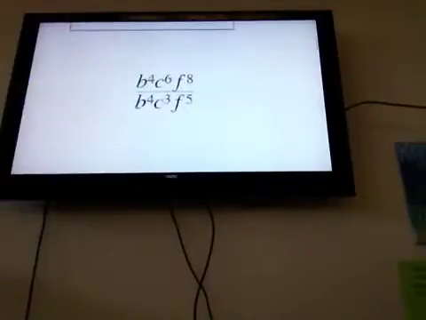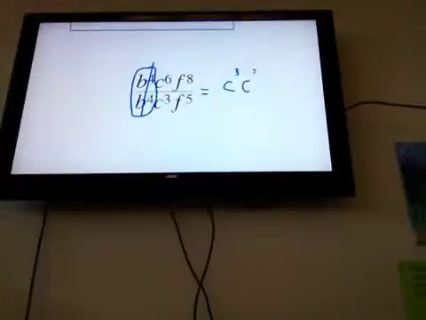Alright, this next one. B to the fourth over b to the fourth cancels. That's equal to 1, so I don't need it at all. It cancels out completely. My c to the sixth over c to the third, 6 minus 3 is 3. 8 minus 5 is 3.